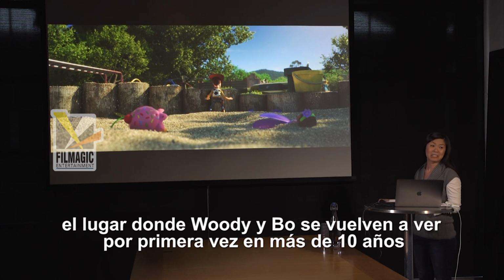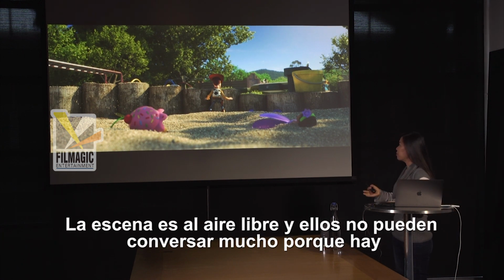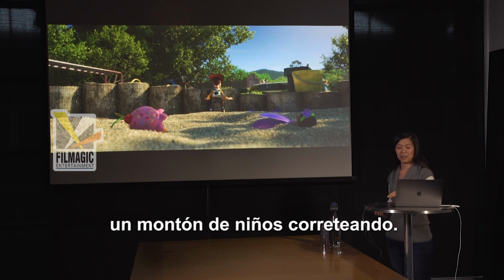So if we start with this first scene in the playground, this is the first time Woody and Bo get to see each other for the first time in over 10 years. And so the scene begins out in the open, and they are not able to talk to each other because of all these children that are running around and screaming.